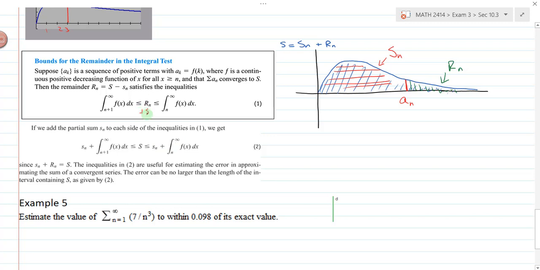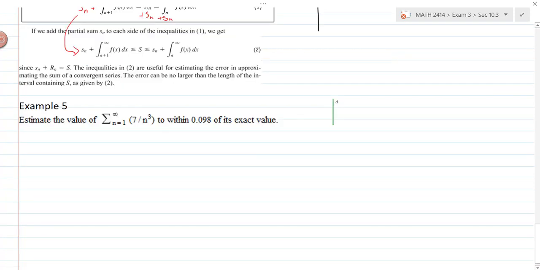If I just add the nth partial sum here, here, and here, I end up with this down here: the nth partial sum plus the integral from n plus 1 to infinity, and the nth partial sum plus the integral from n to infinity. The lower bound starts at n plus 1 because n plus 1 would be further out, which means that I've got a lower bound on my remainder. And this value here is the nth partial sum. We're going to use this to estimate the sum of an infinite series using the integral test.